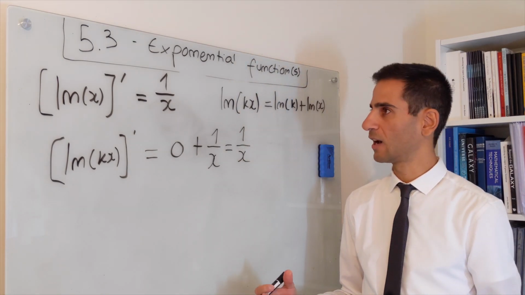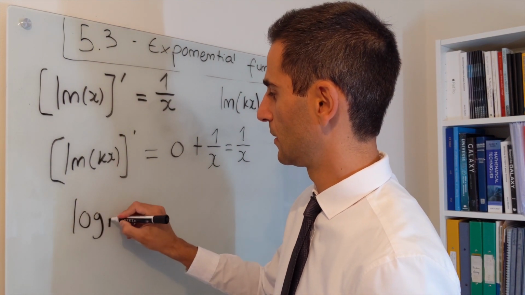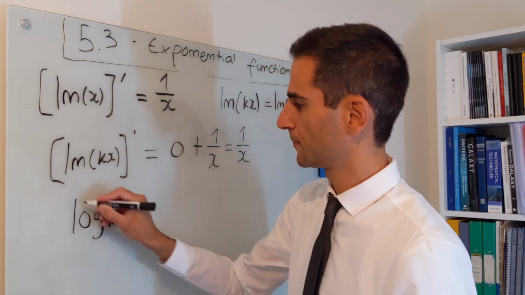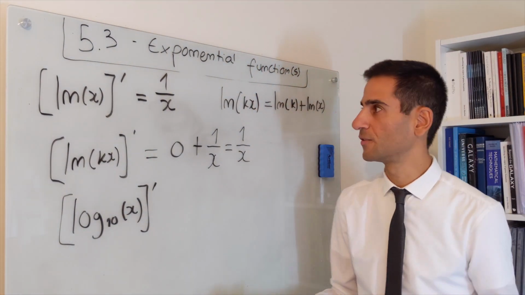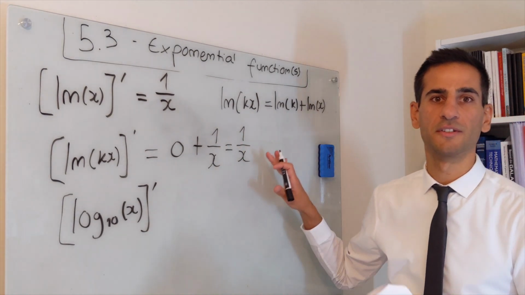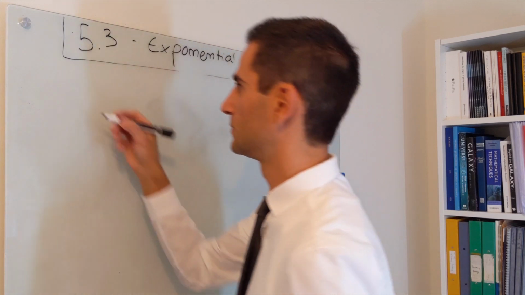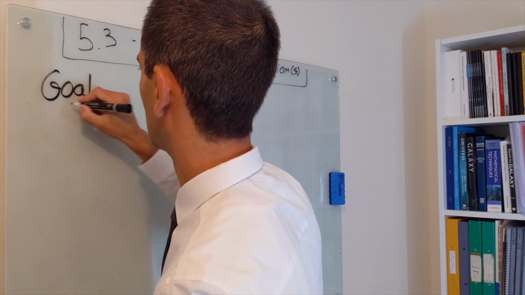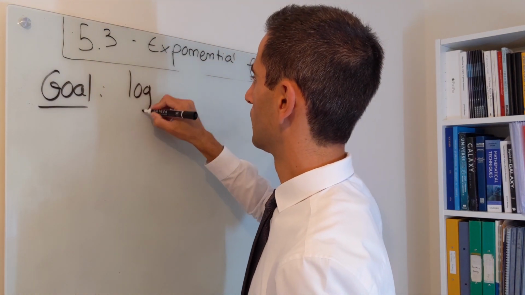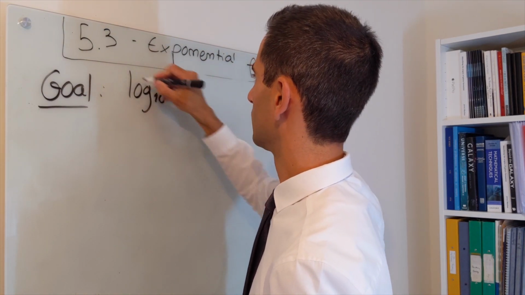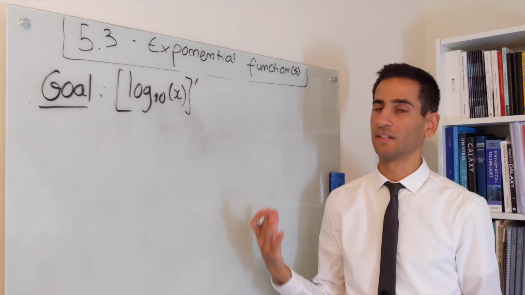What about if we have a logarithm with another base, say log base 10 of x? How can we differentiate this? First of all, let's get rid of everything here so we can have some space. Our goal is to be able to differentiate something like this. We want to calculate this, but this is not necessarily straightforward.